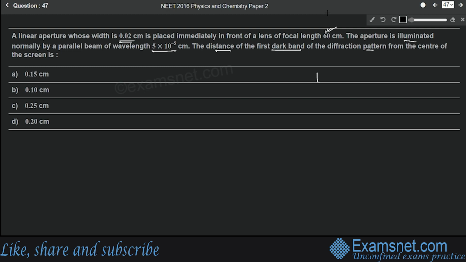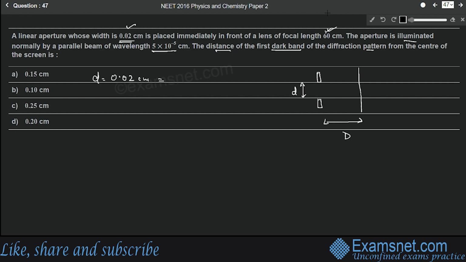Okay, so suppose this is the aperture. We know that the width of the aperture is taken as small d. Then there will be a screen at a certain distance from here. This distance is taken as capital D. Now what is given in the question? It is given that the width of the aperture is 0.02 centimeter. That means small d is equal to 0.02 centimeter.